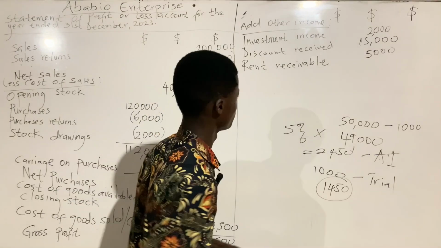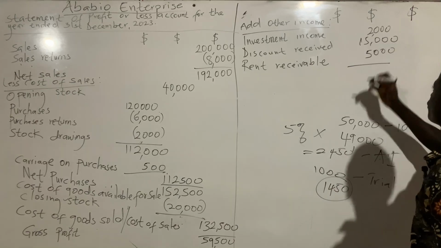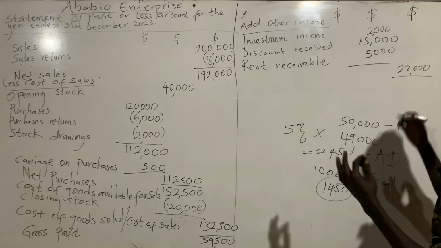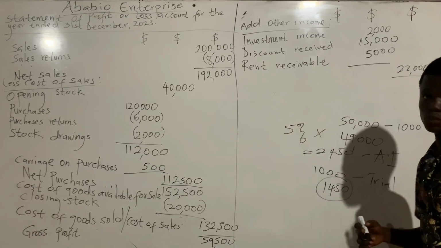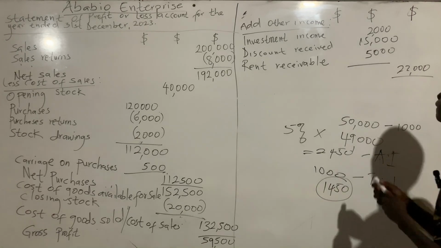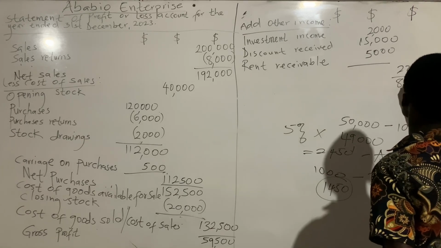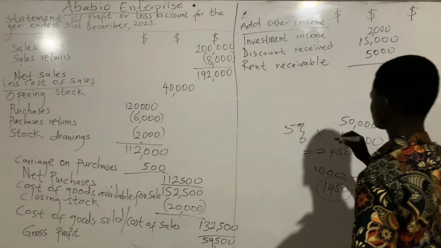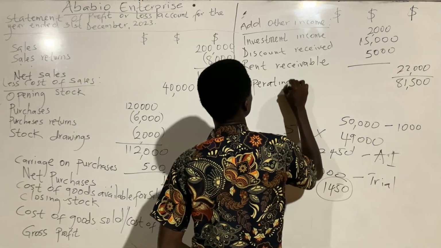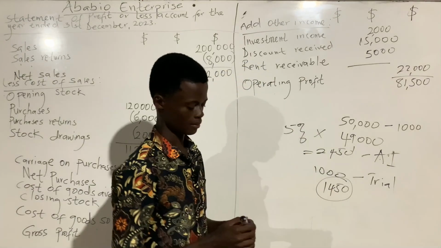Okay, so now let's move on. So this means this is all for our other income. So we will sum up. When you sum all these three up, you get $22,000. So this $22,000 should be added to the gross profit to get our operating profit, total income or operating income. So $22,000 to $59,500, you will get $81,500 operating profit or operating income.